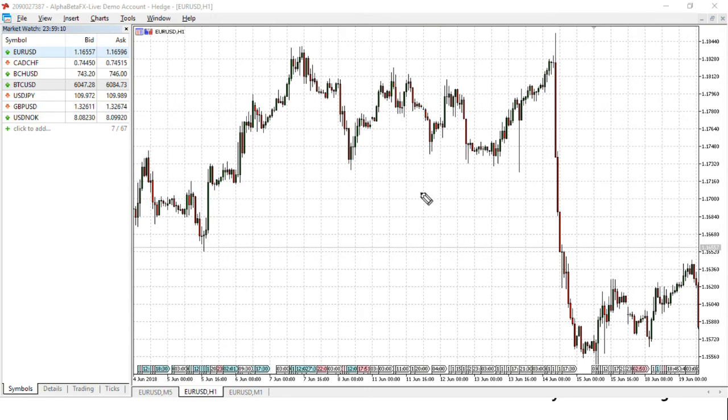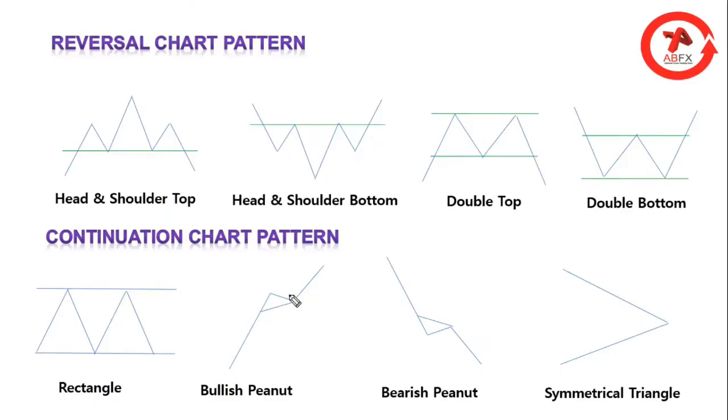Now we'll talk about the other chart patterns we have for the continuation of the trend. So we now have the bullish peanut and bearish peanut chart patterns, which we need to find out. What is the rule of thumb for this bullish and bearish peanut? How do we need to take this trade?